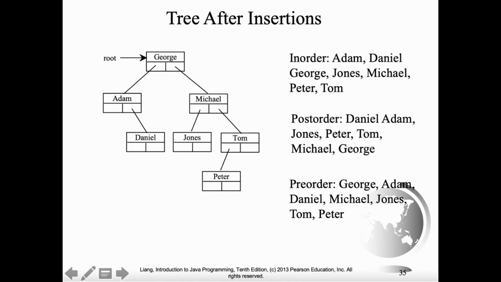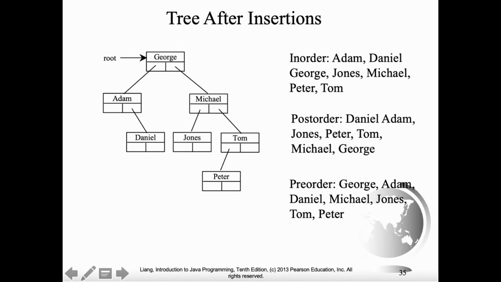Then we're going to go to all the rights, and all the middles and all the right. So Adam is going to be printed out. Then we'll go to Daniel. Daniel doesn't have any left or right. So we'll go back to George, and then we'll go to the right, and we're looking for the most left, which is going to be Jones. So Jones is going to be printed, and then we're going back to Michael.